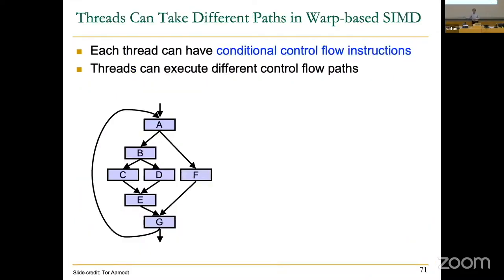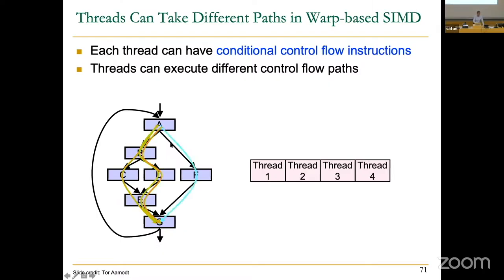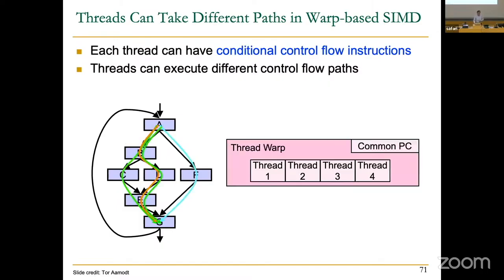Now, a more complicated example. Each thread can have conditional control flow instructions, as I foreshadowed. Threads can execute different control flow paths. So this is our complicated code. Each thread has this code. So the programming model is still SPMD. Each thread is doing the same thing, except on different data elements. So thread 1 may happen to take this path, right, in this code. Thread 2 may happen to take this path. Thread 3 may happen to take some other path. And thread 4 may happen to take a completely different path. You group them together. Initially, they're all executing A. Initially, they have a common PC. So how do they execute over here?